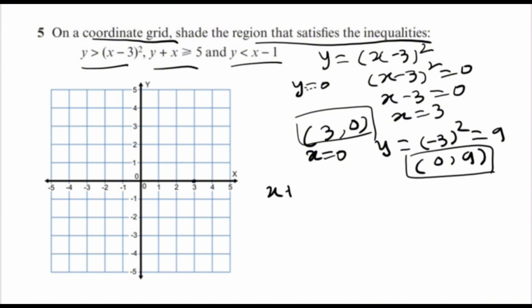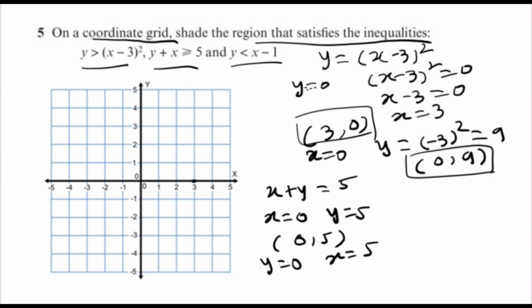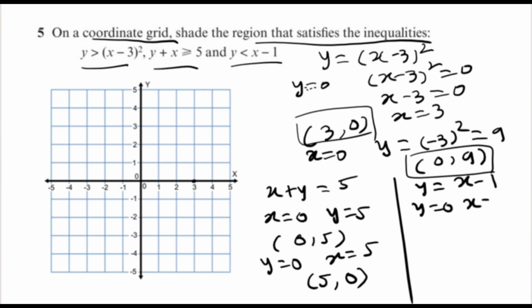Now another one, x plus y is equal to 5. Put x is equal to 0, y is equal to 5. So the coordinate is we are getting (0, 5). When you put y is equal to 0, x is equal to 5, which is (5, 0). Now for the third line, y is equal to x minus 1. When you put y is equal to 0, you are getting x is equal to 1. So our coordinate is (1, 0). And when you put x is equal to 0, then y is equal to minus 1. So we are getting (0, minus 1). So now we have all the coordinate.